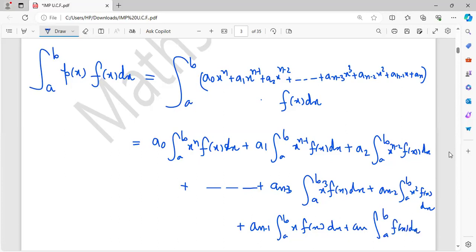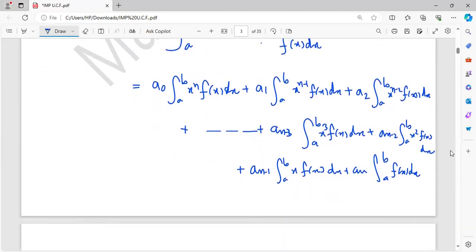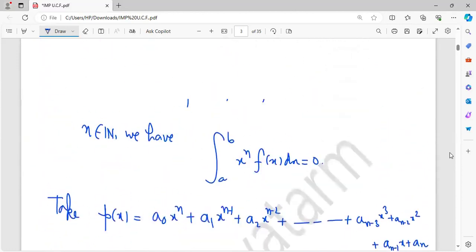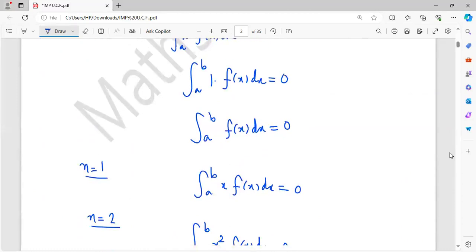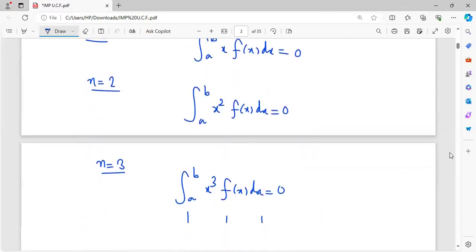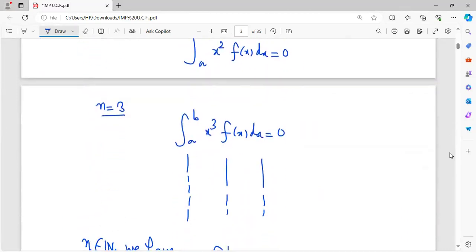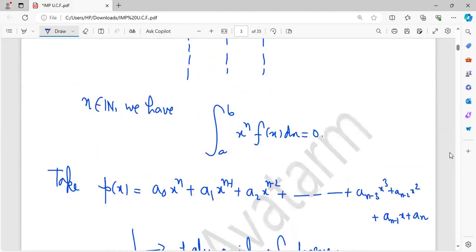Now you see that all these integration terms are 0, because we have been given that in the question. Put n equal to 0, that is 0; n equal to 1, that is 0; n equal to 2, the integral of x squared f(x) dx is 0; and this holds for any natural number.